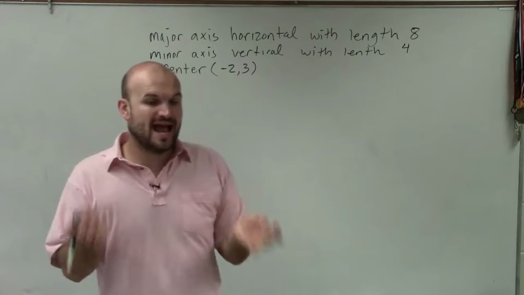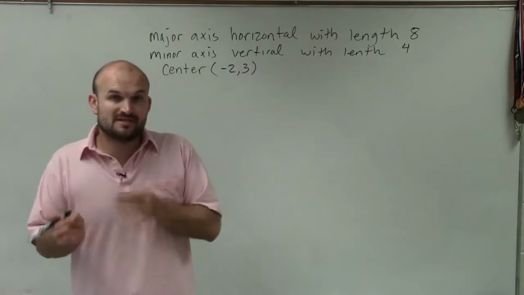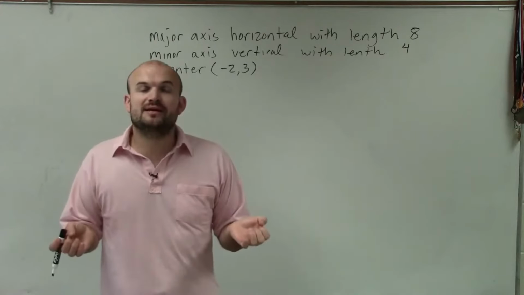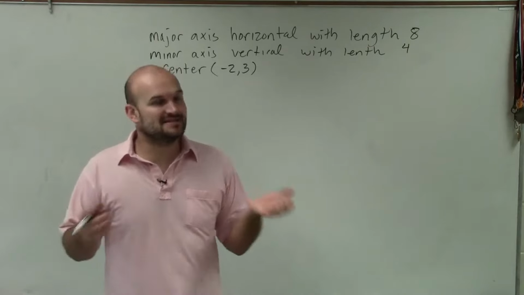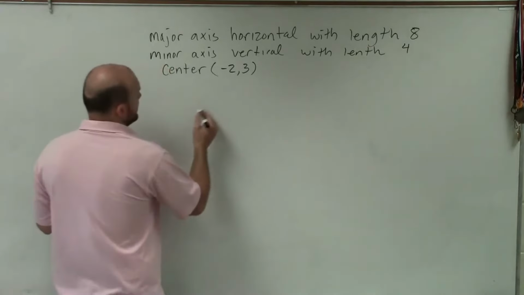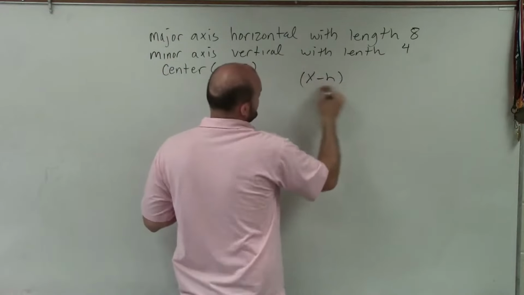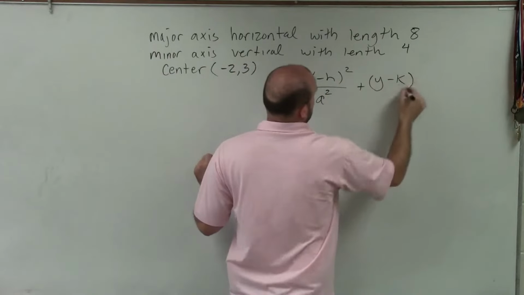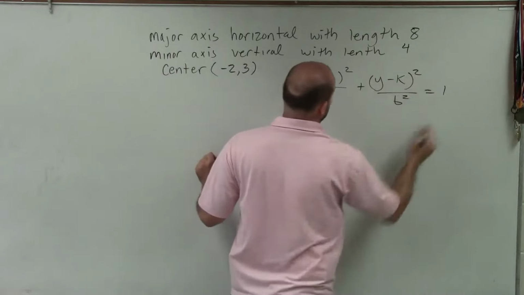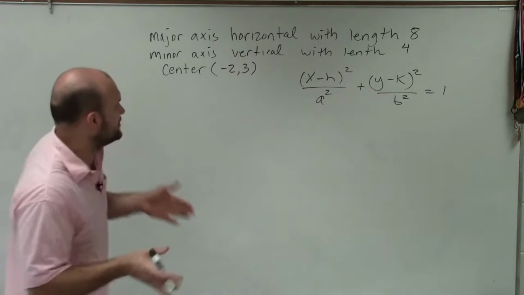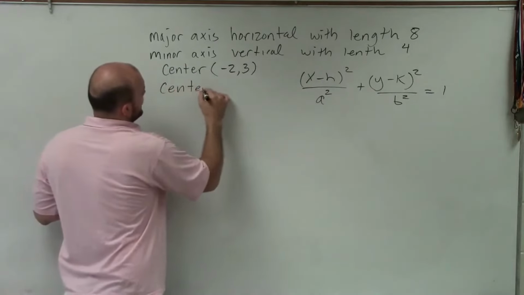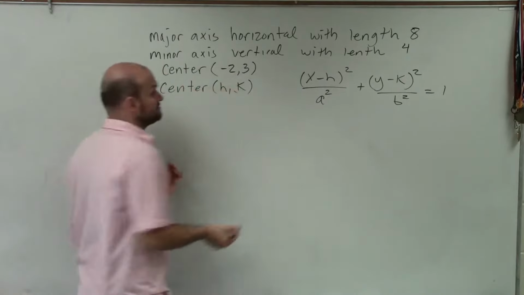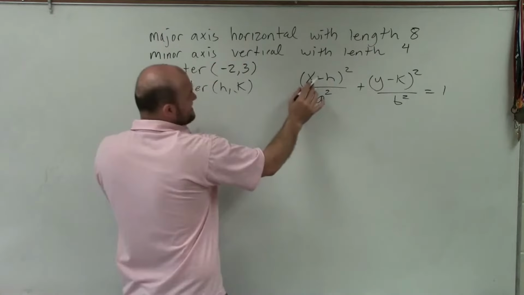So therefore, we know that a squared, where a represents the distance from the center to the vertices, is going to be under the x since it's horizontal. So therefore, the standard equation that we're going to write our equation in is x minus h squared all over a squared plus y minus k squared all over b squared equals 1. Now, remember, the center is represented by h and k. So likely, we already have that information, right? So that's good.